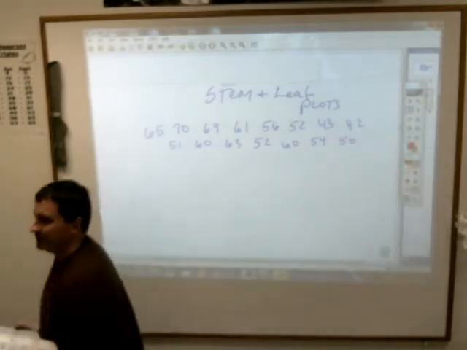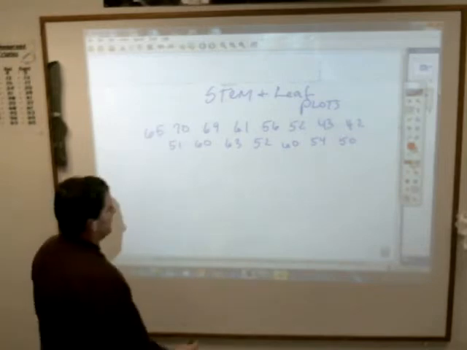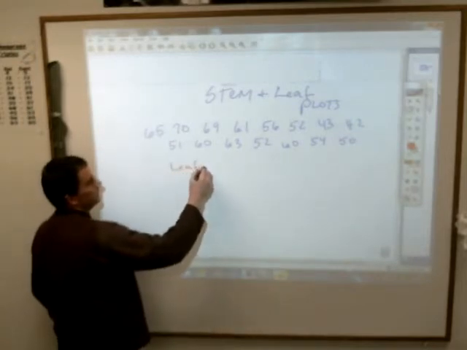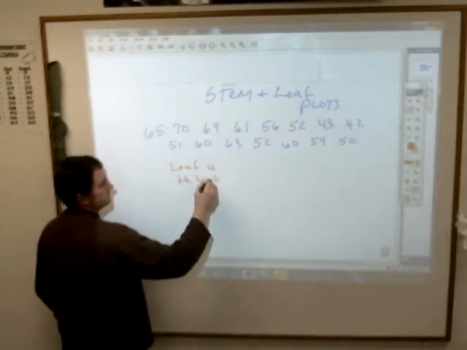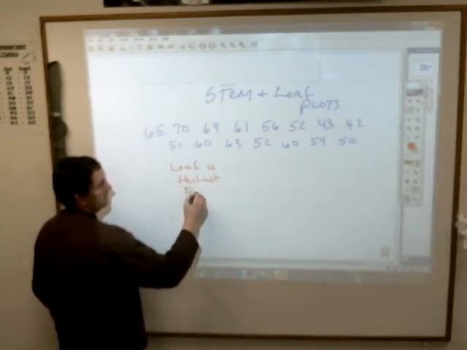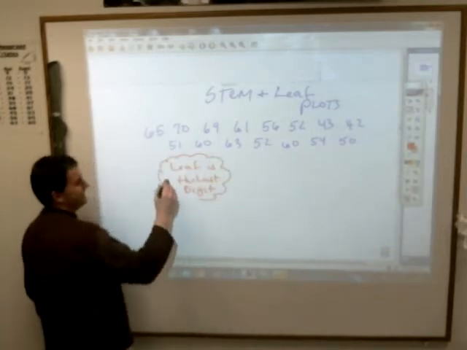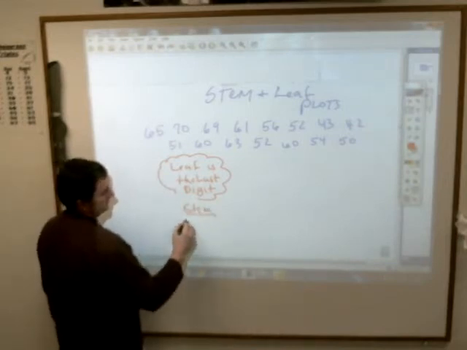Stem and leaf plot is really just a way to organize data, and it works pretty well. It's a way to do it pretty quickly. You just have to remember that the leaf is the last digit. The leaf is the last digit, and the stem is anything that comes in front of it.